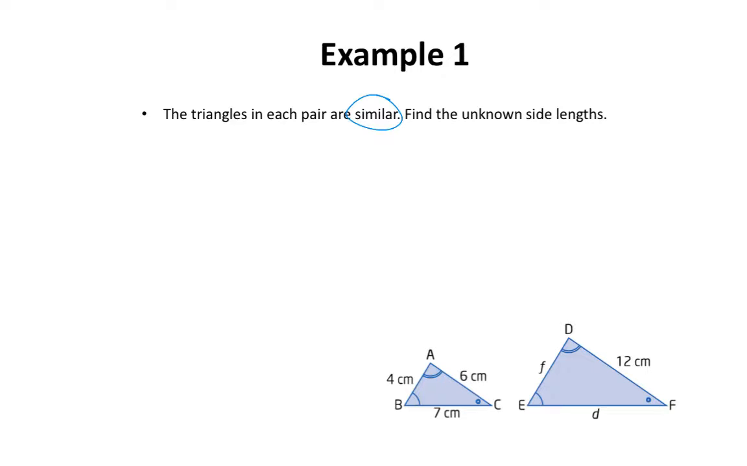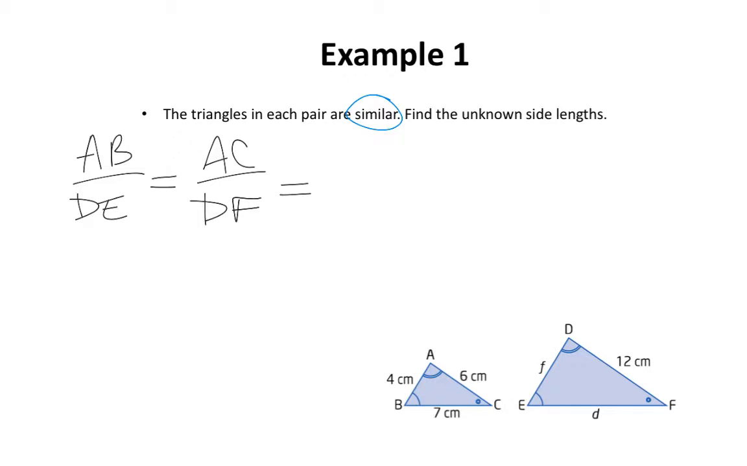So I'm going to write AB over side DE. That should be equal to the ratio of side AC over side DF. And that should also be equal to the ratio of sides BC over side EF. And again, you'll notice that I'm keeping my ratios consistent. So the smaller triangle is all in the numerator and the larger triangle is all in the denominator.